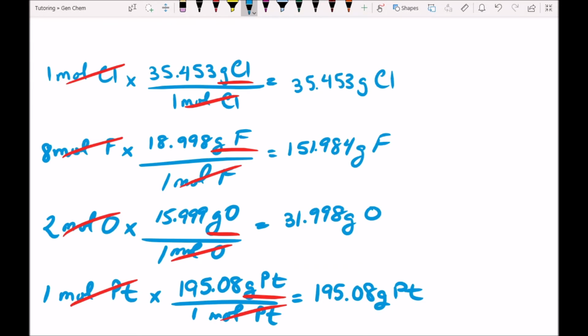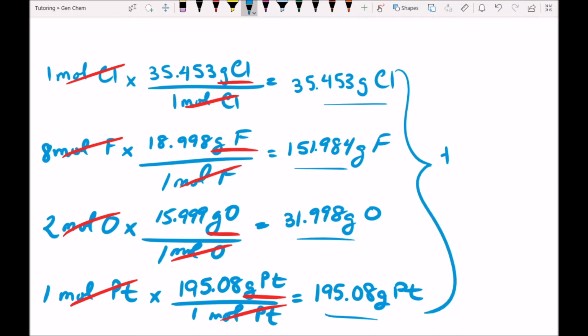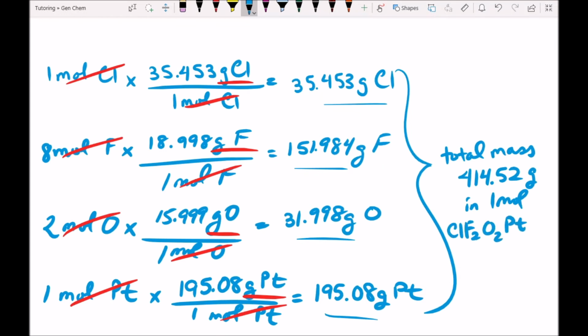And so what we have here, these are all of the masses contributed by each element in the compound. So if we add these up, we get the total mass. The sum of all of these gives us the total mass of 1 mole of the compound, which is 414.52 grams in 1 mole of our compound ClF2O2PtF6. So this is our molar mass for our compound. Now we're going to divide each of the masses contributed by each element by the total mass to get the mass percentage. That is, the part of the whole that each of our elements is in the total compound.